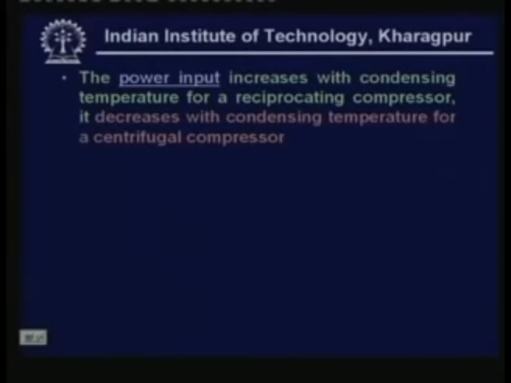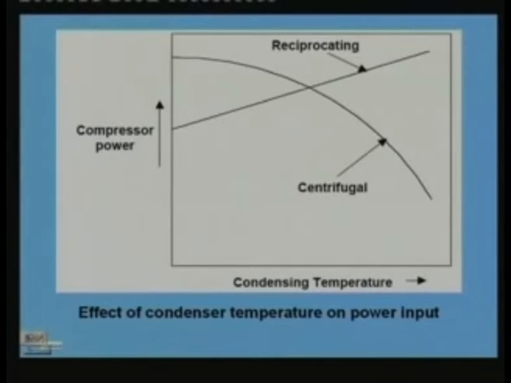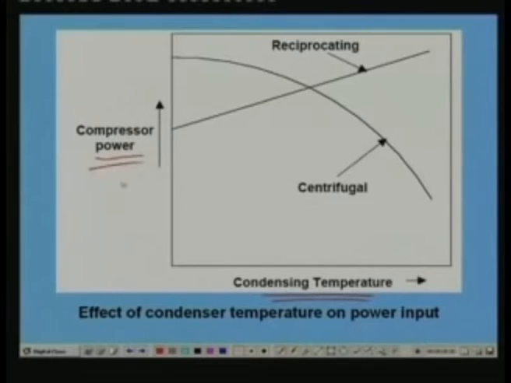Now, let us look at the effect on power input. What happens to the power input when you increase the condensing temperature? Again, you can see here that I have plotted condensing temperature versus compressor power, and we have seen that for the reciprocating compressor, the power input increases. Okay, you can see that this is for the reciprocating compressor. The power input increases as the condensing temperature is increasing. That means W increases as Tc is increasing for the reciprocating compressor.